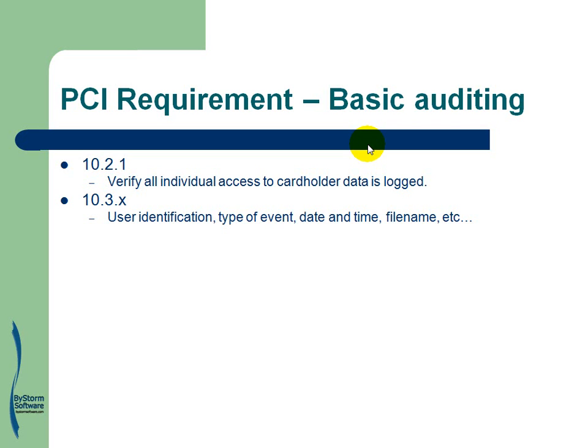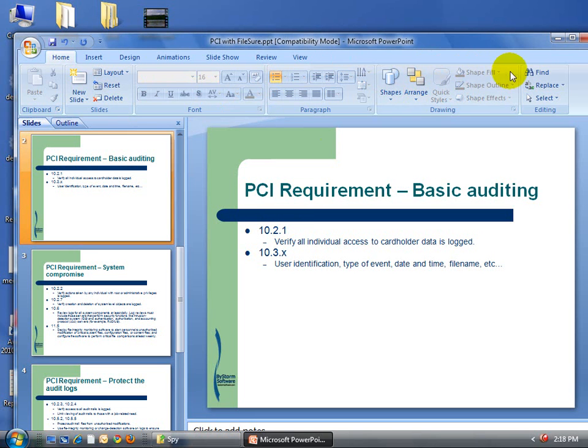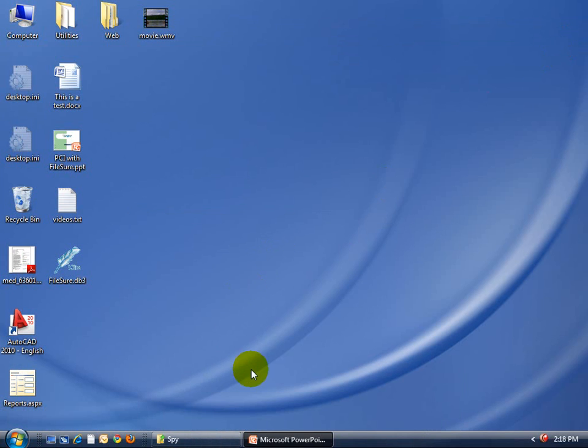This is Gene Allen, and this is our first video on PCI and FileSure. This is basic auditing, so we're going to cover section 10.2.1 and section 10.3.x, and that tells you what data is going to be. So on this machine here, we actually have FileSure installed.